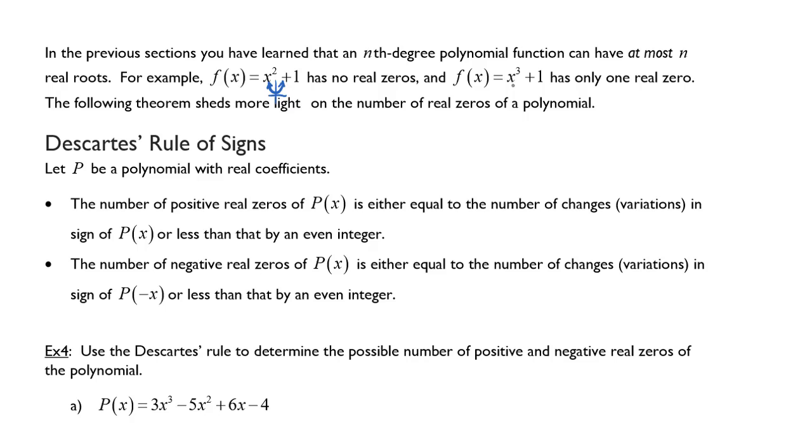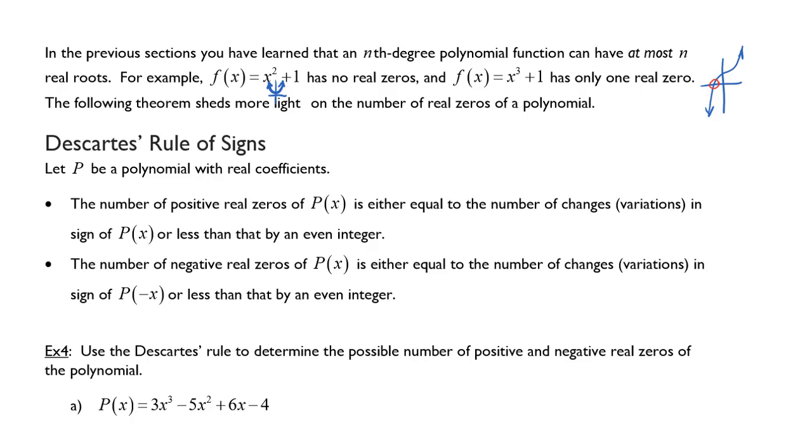And f of x equals x cubed plus 1 has only one real zero because this is a cubic shifted up 1 unit and therefore has one real zero to the left of x equals 0. It crosses the x-axis at this point. The following theorem sheds more light on the number of real zeros of a polynomial. This theorem is called Descartes' Rule of Signs.